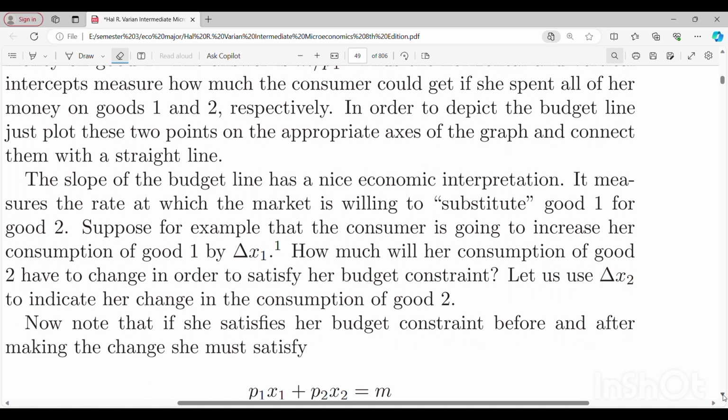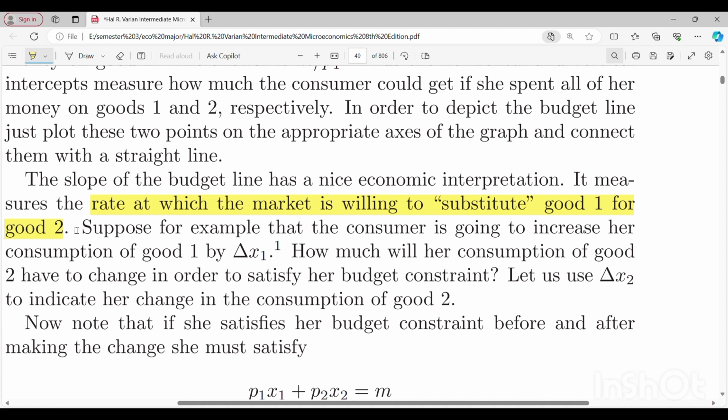Next, it is about the slope of the budget line. It has a nice economic interpretation. So what does it measure? It measures the rate at which the market is willing to substitute good 1 for good 2. We all know what a slope is, it denotes the change. And what is the change here? The rate at which the market is willing to substitute good 1 for good 2.